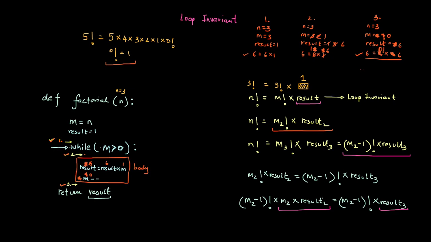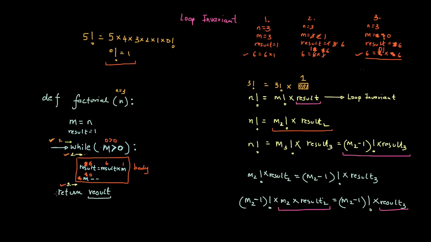At the start of the next iteration, my condition gets violated. The Boolean condition, meaning my loop has terminated. My condition in the loop here is m should be greater than 0. What is m now? M at this point is 0. 0 greater than 0 is false, meaning the loop has terminated. If the loop has terminated, I'm just about to execute the return statement.